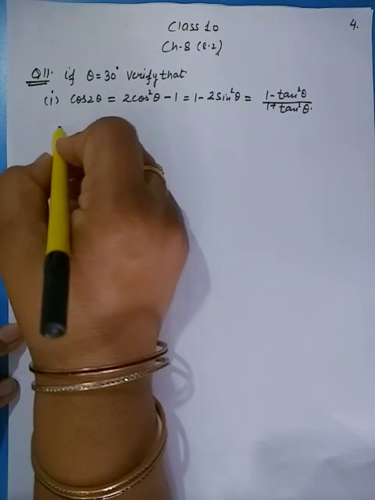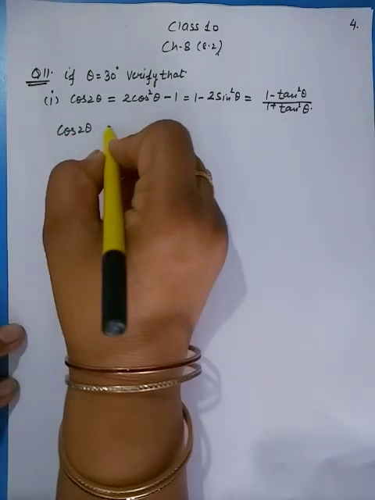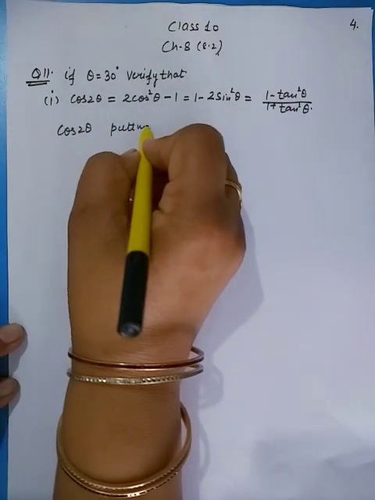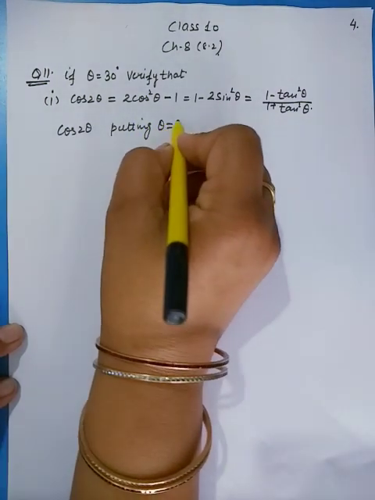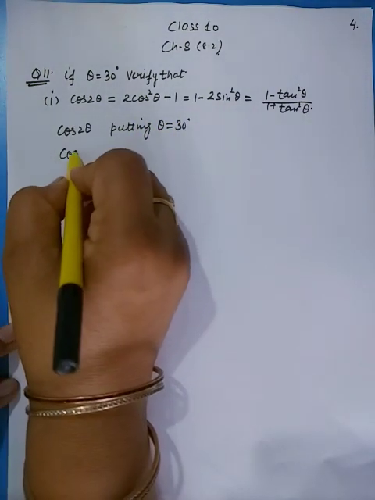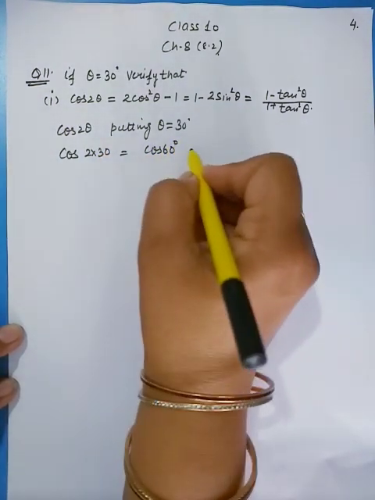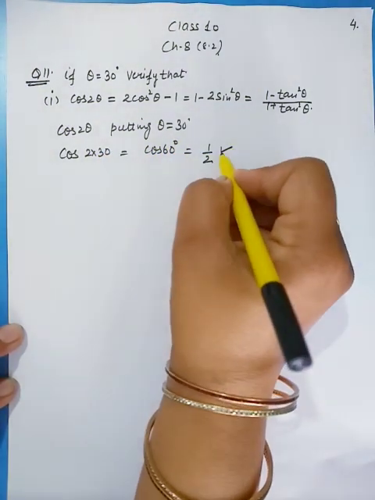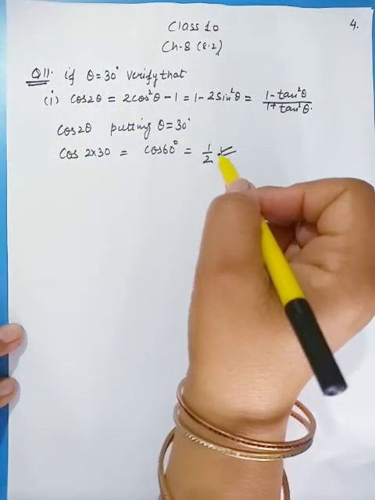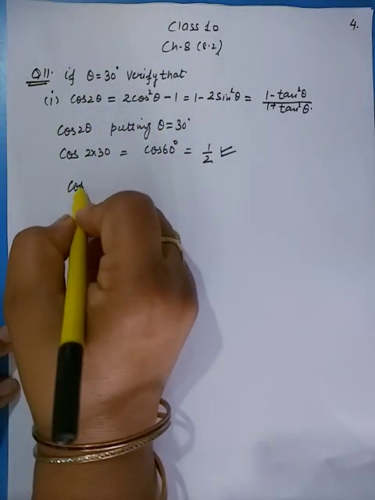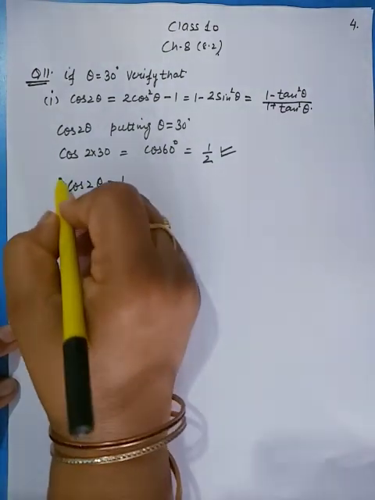So here we are taking first of all cos 2 theta. So putting theta is equal to 30 degree. We get cos 2 into 30 is equal to cos 60 and the value is 1 by 2. So cos 2 theta is 1 by 2.